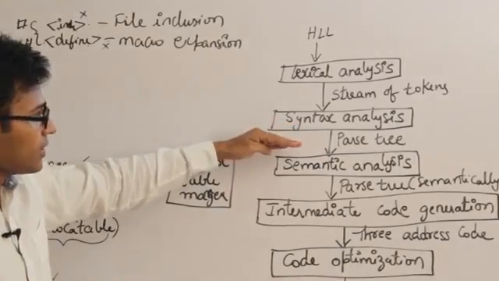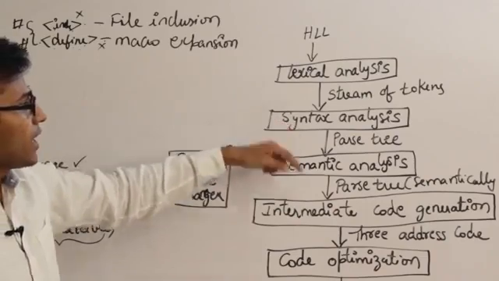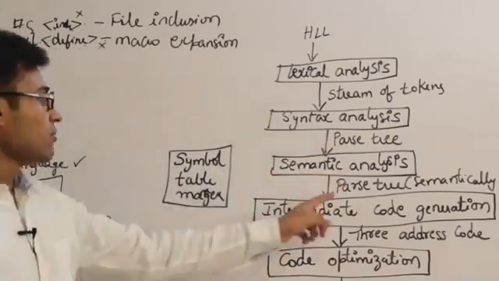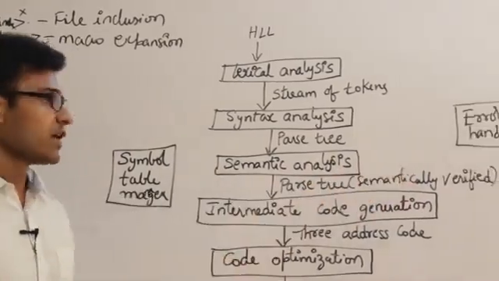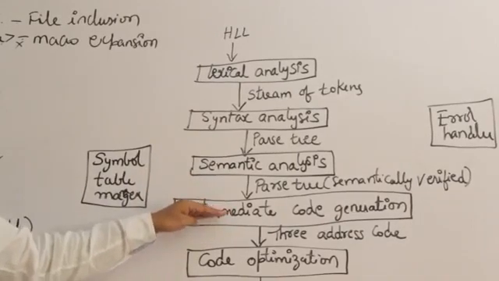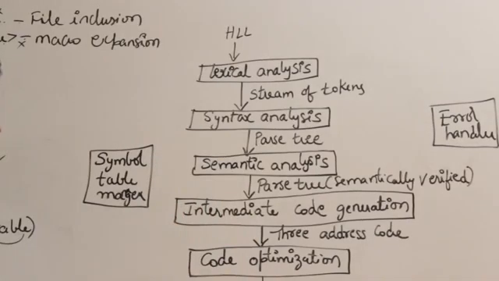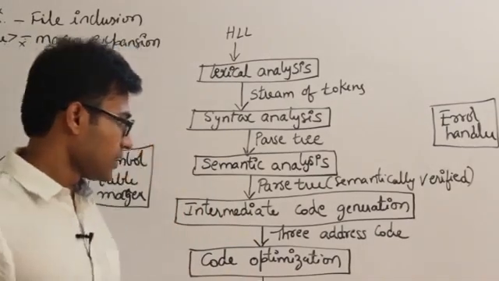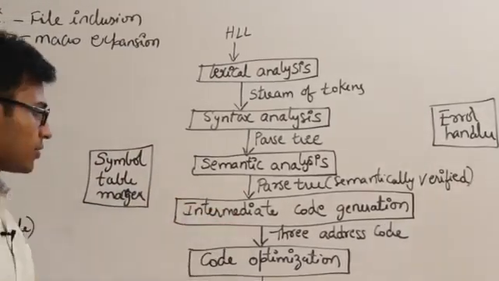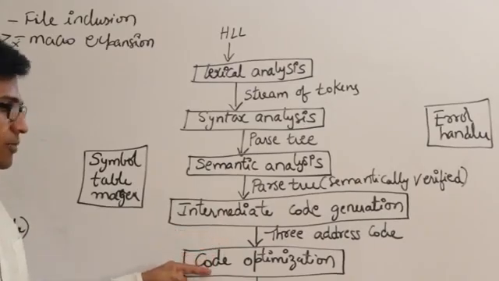And now the parse tree will be given to semantic analysis. The semantic analyzer is going to again verify whether the parse tree is meaningful or not. That is called a parse tree which is semantically verified. And now this parse tree will be given to the intermediate code generator. The intermediate code generator is going to generate 3 address code. There are various intermediate codes we have, and 3 address code is very popular.